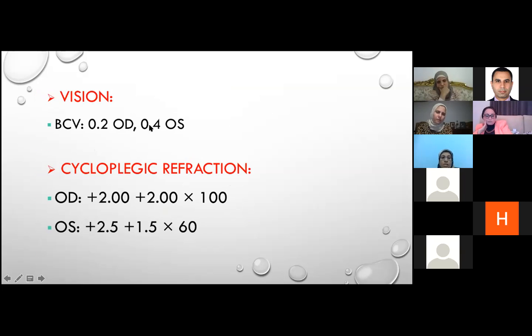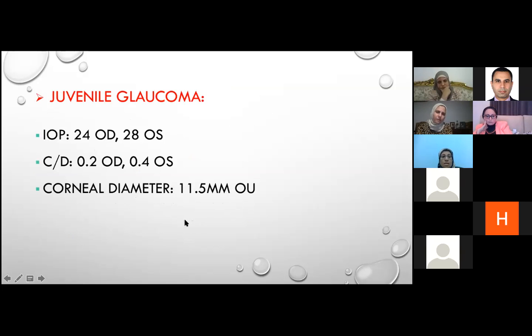The vision was 0.2 and 0.4. Cycloplegic refraction showed compound hypermetropic astigmatism. And juvenile glaucoma was diagnosed by an intraocular pressure of 24 in the right eye and 28 in the left eye. The cup disc ratios were 0.2 and 0.4, which were not bad. And the corneal diameter was not enlarged, so it was not infantile glaucoma, but juvenile glaucoma.